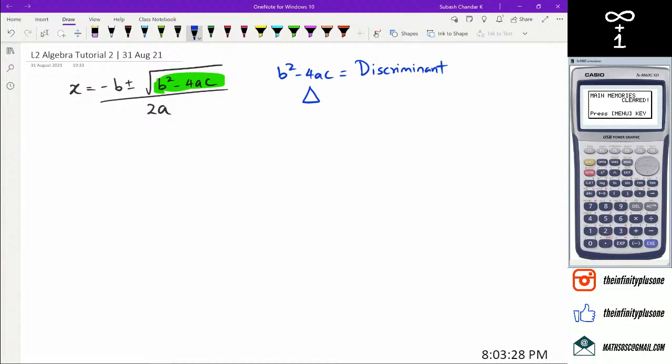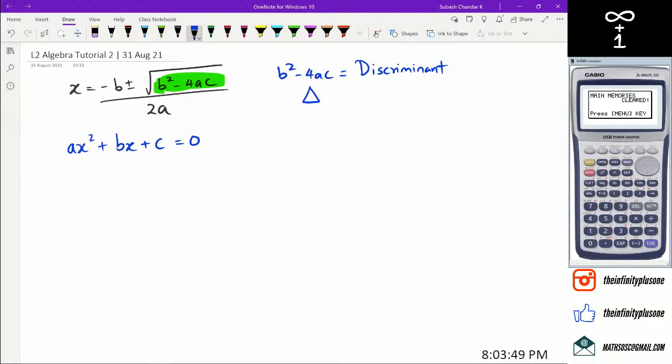Rahul, the quadratic formula is actually derived from a quadratic equation. Imagine this is the general form of a quadratic equation, and to find out what x is, you just have to rearrange. When you rearrange and complete the square, you end up with that quadratic formula above.